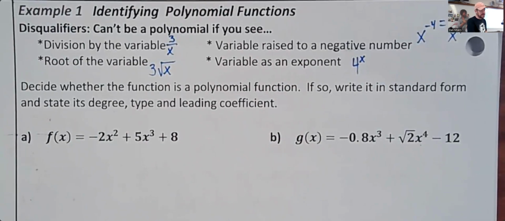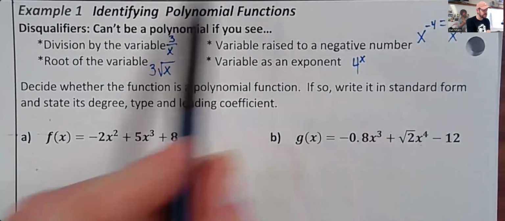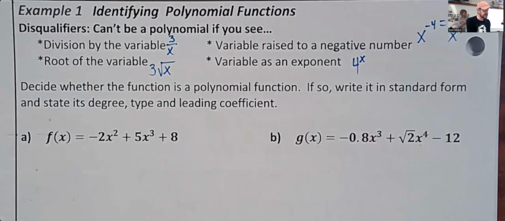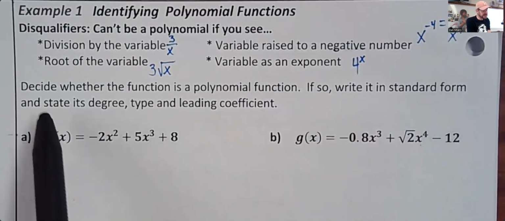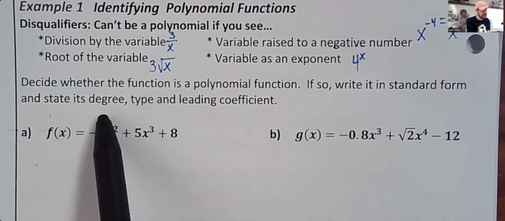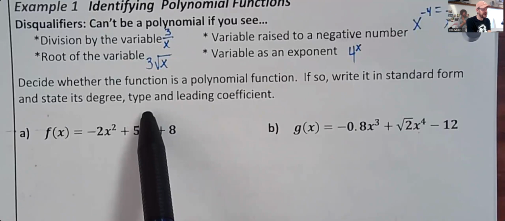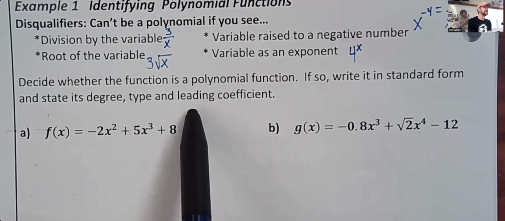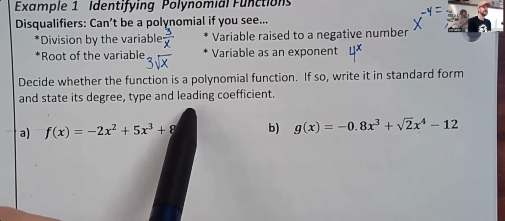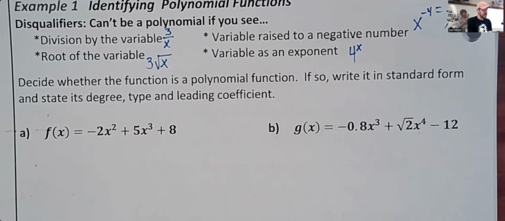So for A, B, C, and D, we are going to check against our disqualifiers to see if we have a polynomial or not. If it is, then you're going to write it in standard form. You're going to state the degree and the type. And then you're going to state the leading coefficient. By the way, the leading coefficient is just the coefficient that has the variable with the biggest exponent. That's all that means.